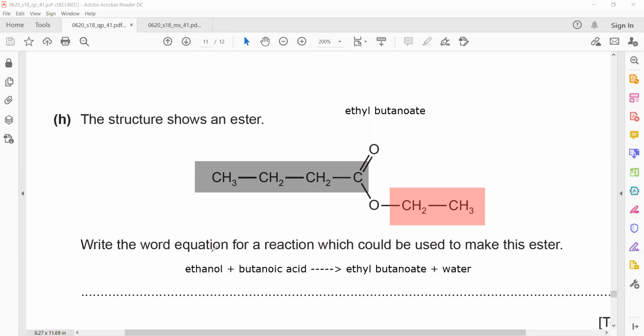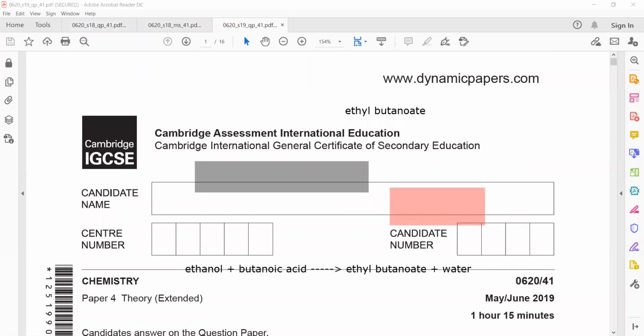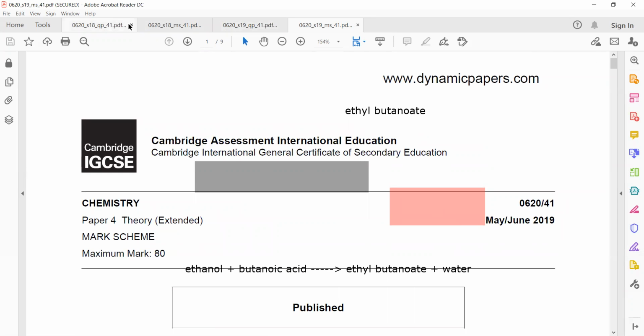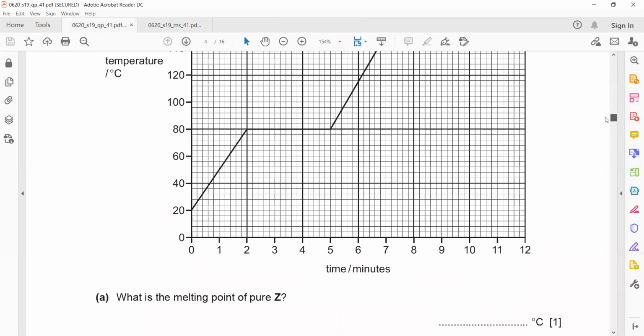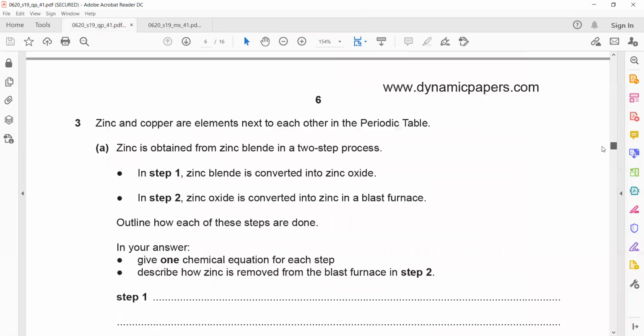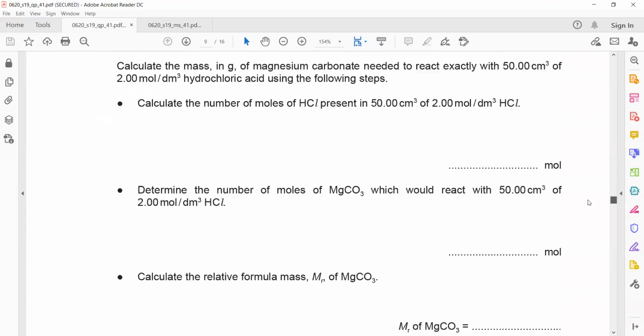Another question related to organic chemistry. Organic chemistry needs practice. There are certain chemical reactions and conditions which you have to learn, and you have to practice the structures. Then you will find this a very easy topic compared to other parts of the syllabus.